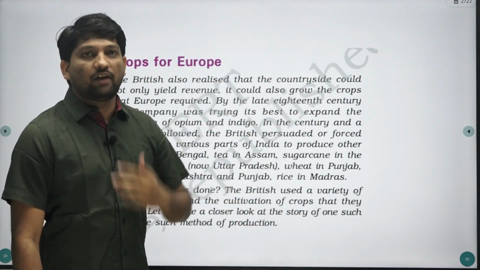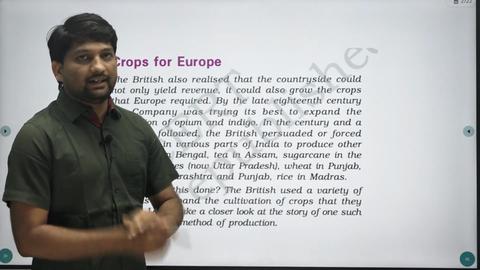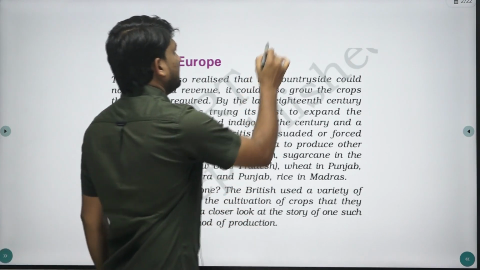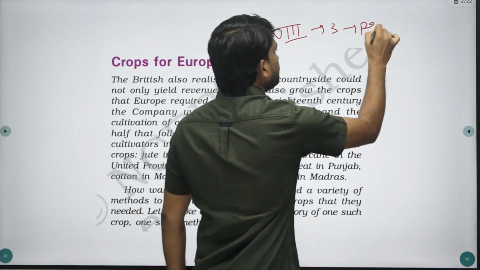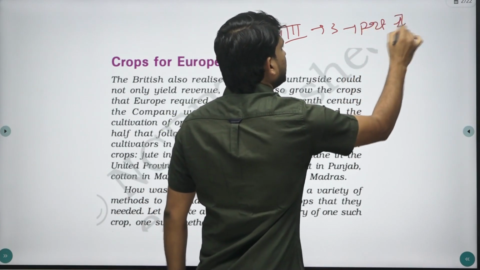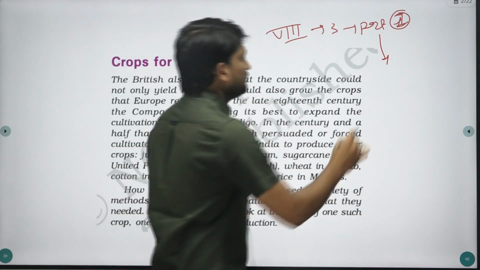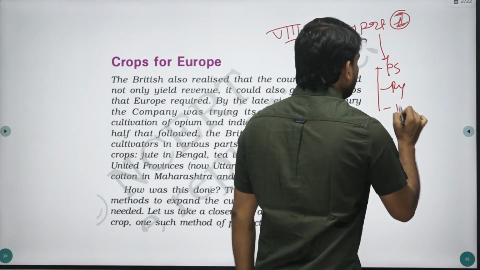In this series, I will be covering and discussing all the chapters of the History NCERT textbook. So now in today's lecture, we are going to see this Class 8 NCERT third chapter, part 2. In the first part, we have already seen these three systems of land revenue, that is permanent settlement, Rayatwari and Mahalwari.